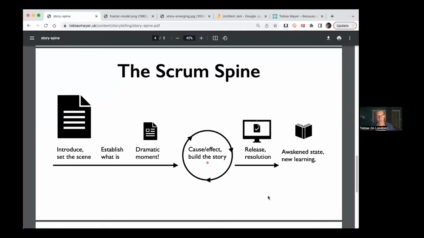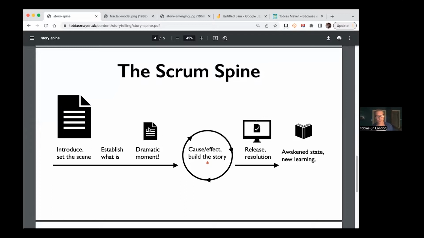So introduce and set the scene. This is a sprint, if you like, isn't it? It's the description of a sprint here. Beginning of the sprint, we plan, we introduce and we set the scene and we establish where we are. We establish what has been built so far. We look at the backlog, which is that image there. We look at the backlog and we say, this is what we've got so far. This is what's remaining to be done. Let's figure out what we're going to do. The dramatic moment here is the setting of the sprint goal and the building of the sprint backlog. Now that in itself is an iterative process. We're kind of going round and round and around here. So I'll look at that fractal model in a minute as well.